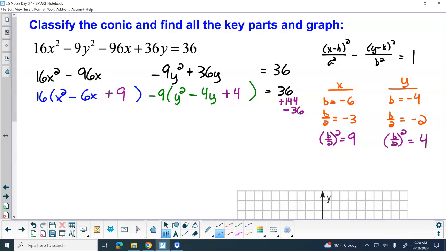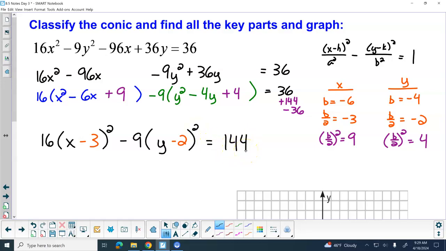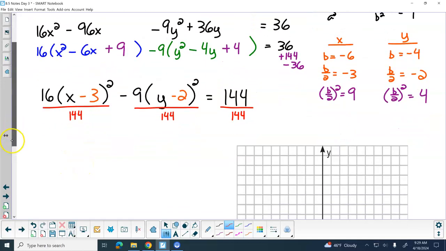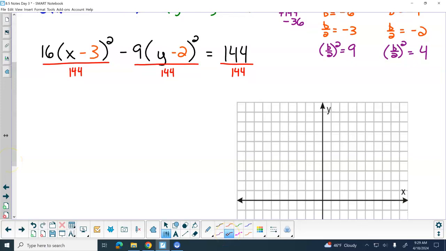Okay. So then that's going to give me 16 times (x minus 3) quantity squared minus 9 times (y minus 2) quantity squared, and that's going to equal 144. So now I divide everything by 144. And that gives me (x minus 3) quantity squared over 9 minus (y minus 2) quantity squared over 16 equals 1.